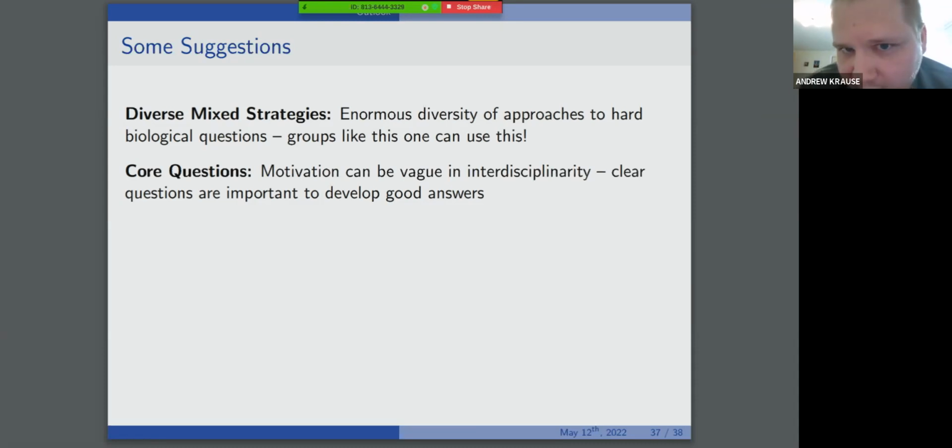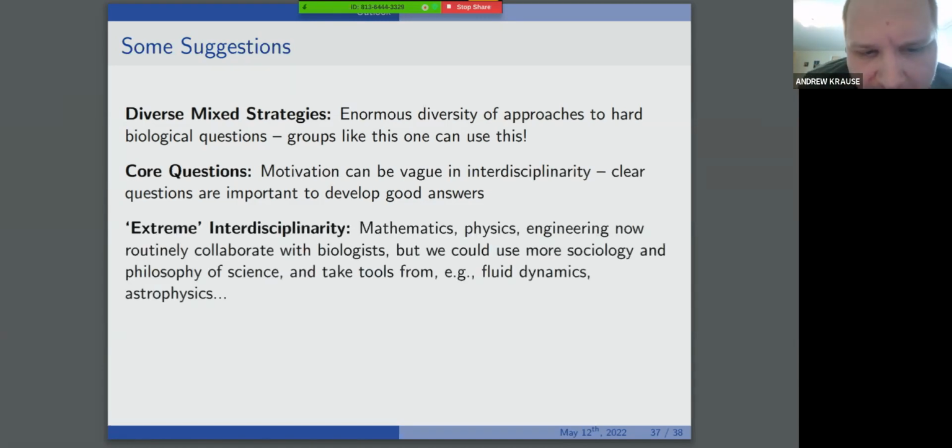And this is sort of something that I fall into sometimes, and I try to avoid, of really making progress in answering a field relevant question. And I think having clear questions is a good way of doing that.